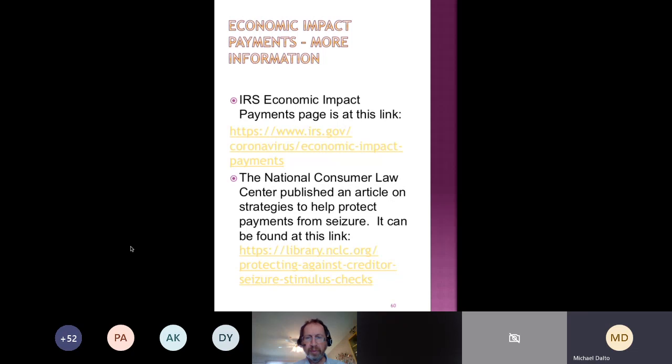So if people ask me, when am I going to get my payments? My answer is, I don't know, but it's not supposed to take too terribly long. Some people have already received their payments. Many more are going to be sent between now and the end of May, but I will never tell anybody when to expect their payments. All right, and that wraps it up.